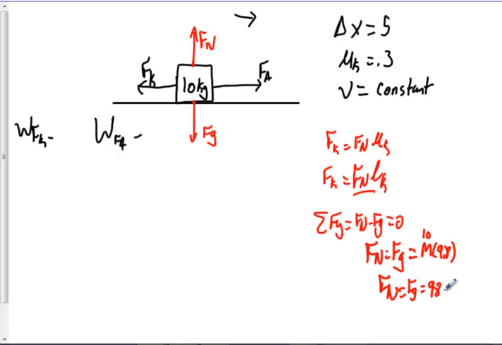And I know the mass is 10, so the normal force equals the force due to gravity. Both of these are 98 newtons. So Fg equals 98 newtons. Fn equals 98 newtons. Now I can find Fk.